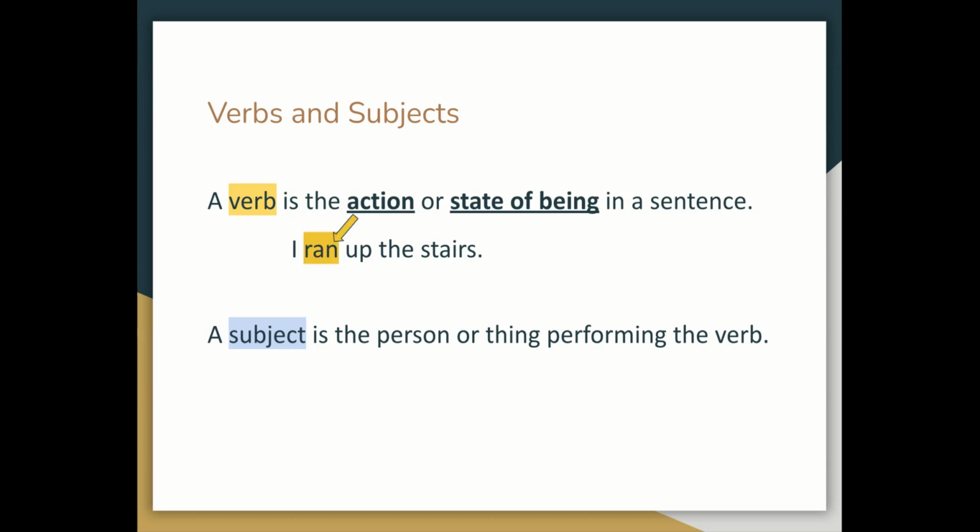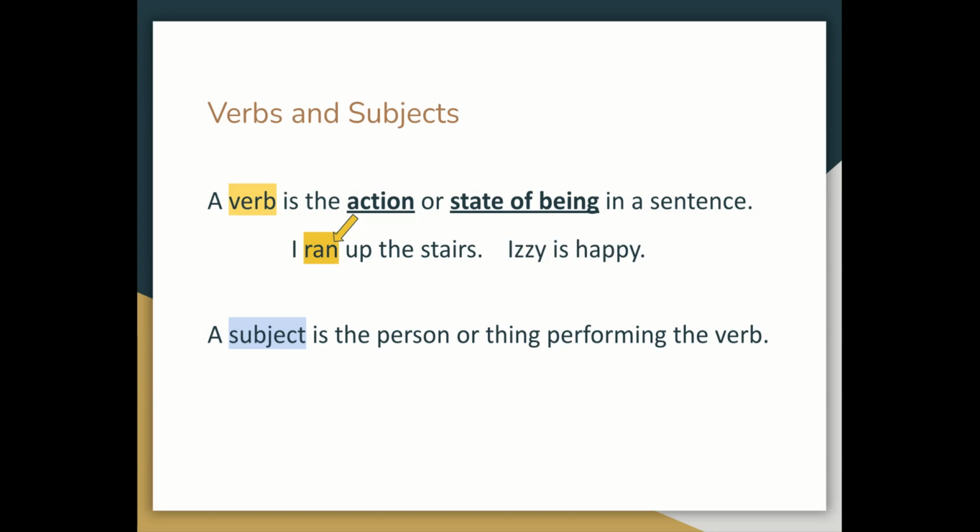So we have a very, very clear action verb here. State of being is a little bit trickier. But think about this first one. I ran up the stairs. You wouldn't say "I up the stairs." You had to do something. You had to be something, be doing something. State of being, you're not doing something, you're just being.